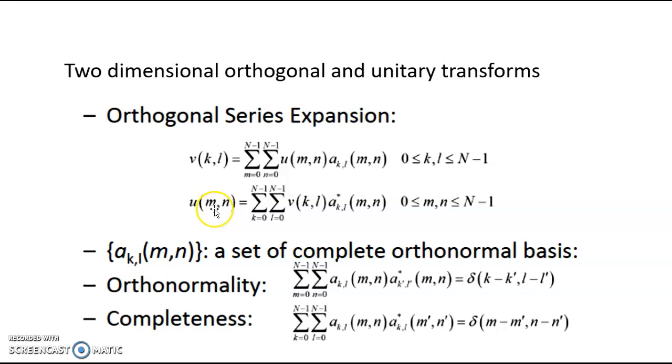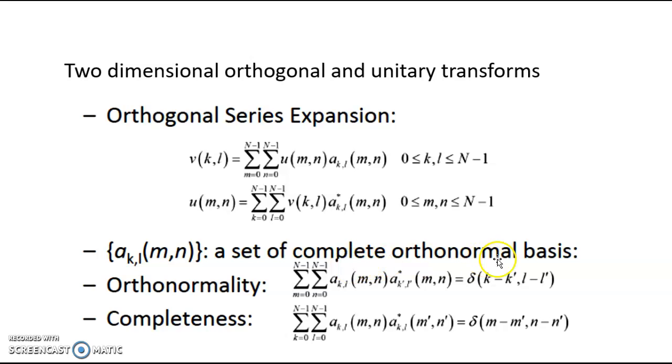Similarly, I can write down the inverse equation: u(m,n) equals the sum of v(k,l) a*_{k,l}(m,n). I just add one more dimension to get the two-dimensional equations. So a_{k,l}(m,n) is actually the basis function.